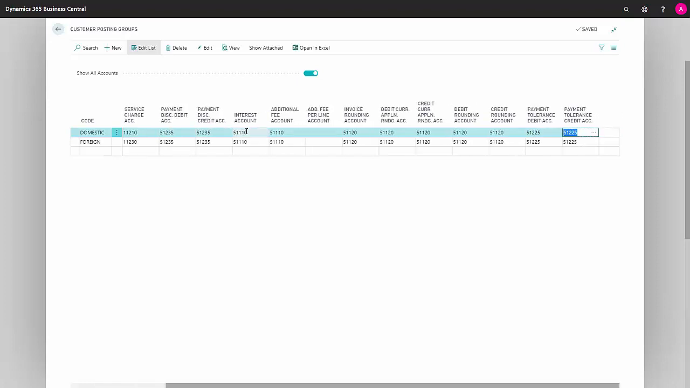The payment tolerance accounts, in debit and in credit, are used if you have a payment tolerance towards your customers. This basically means that, if you have issued an invoice for 105 Danish kroner, but the customer only pays 100 kroner, and you have a tolerance set at 5, then that 5 kroner tolerance, which means the difference, will be posted to these two accounts.